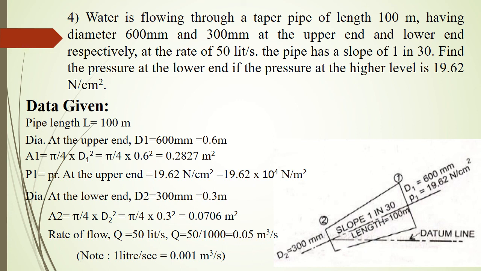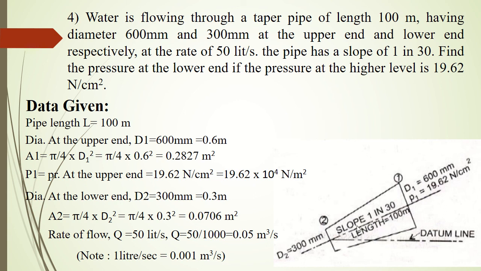So it is going to be 0.05 meter cube per second. Okay, this is about the data he has given. But the typical data he has given is the slope, right? The slope of the inclination is given as 1 by 30, and the length of the pipe is given. So the slope of the pipe is 1 in 30.